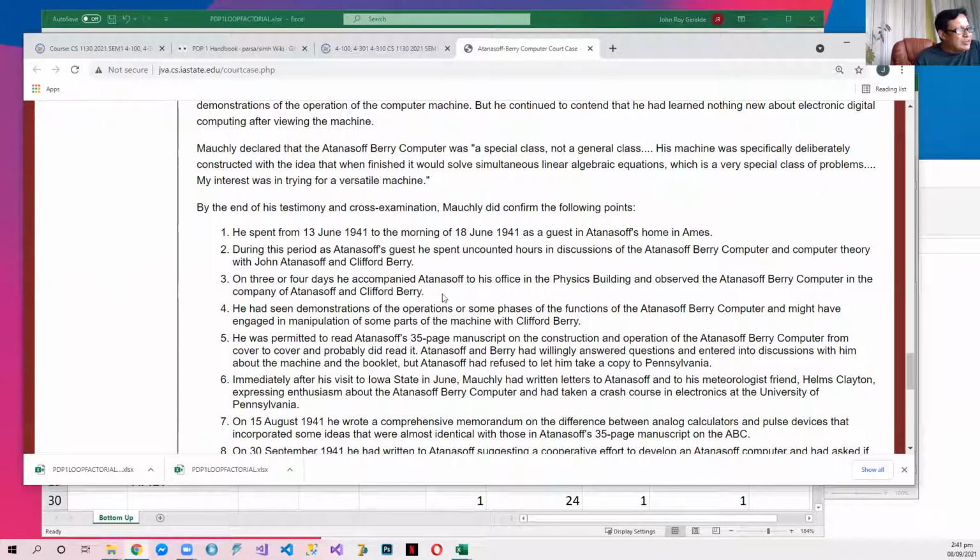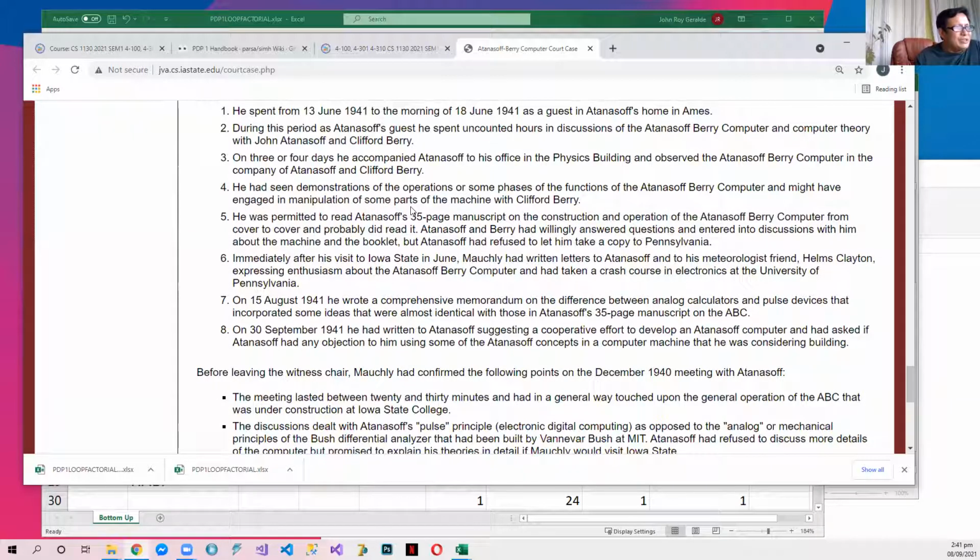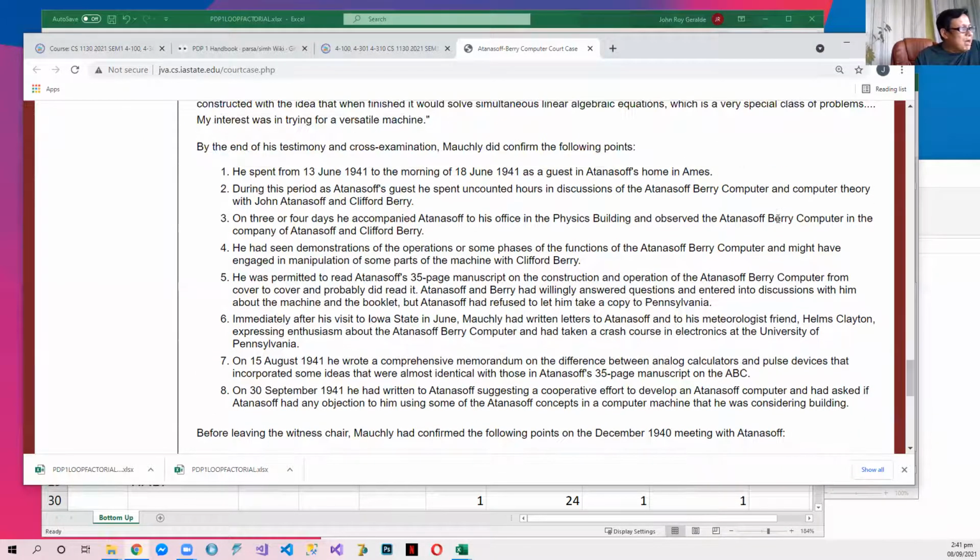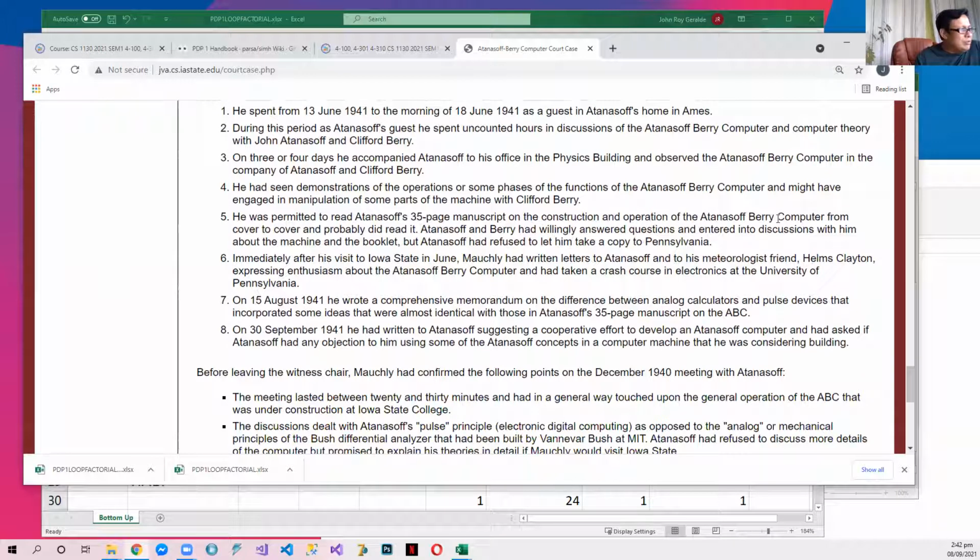After 4 days, Atanasoff went to his office in the physics building, and Mauchly accompanied Atanasoff, which means that Mauchly was given a chance to look at the actual computer. He had seen the demonstrations of the operations of the ABC computer and engaged in manipulation, which means he tried to operate the machine himself. Then he was given a 35-page manuscript to read on the design of the Atanasoff-Berry computer, cover to cover. Remember that Mauchly was also a math professor, so he was able to read this.